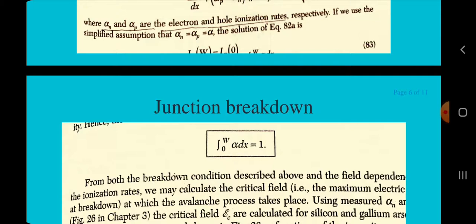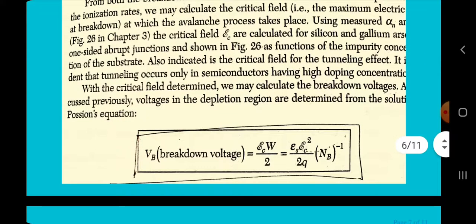Also indicated is the critical field for the tunneling effect. It is evident that the tunneling occurs only in the semiconductors having high doping concentrations. When the critical field is determined, we may calculate the breakdown voltages. As we have discussed previously, voltages of the depletion region are determined from the depletion solution of the Poisson equation.